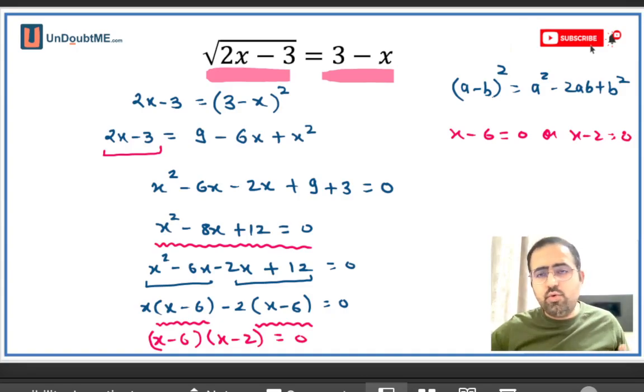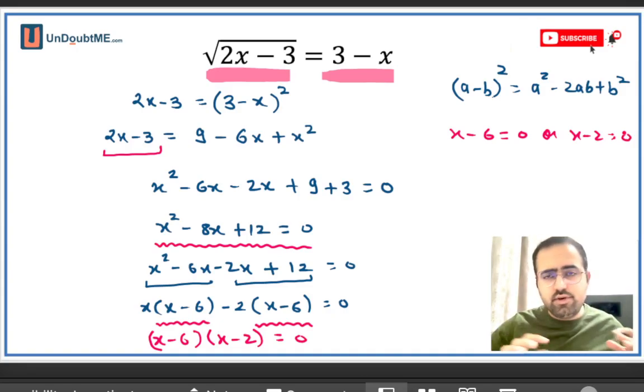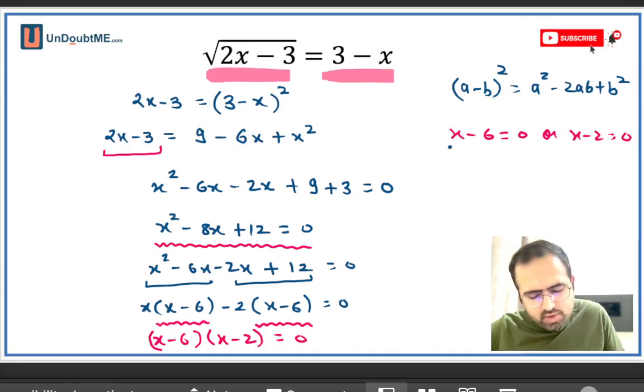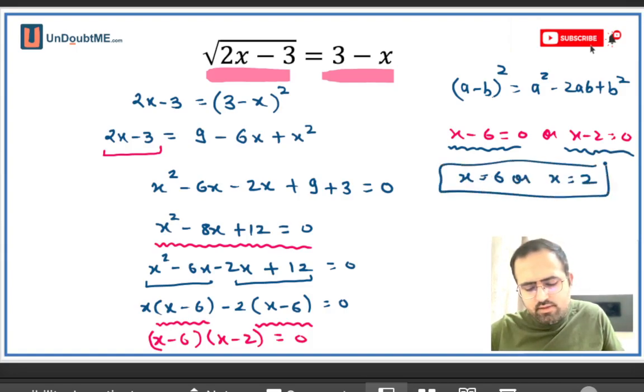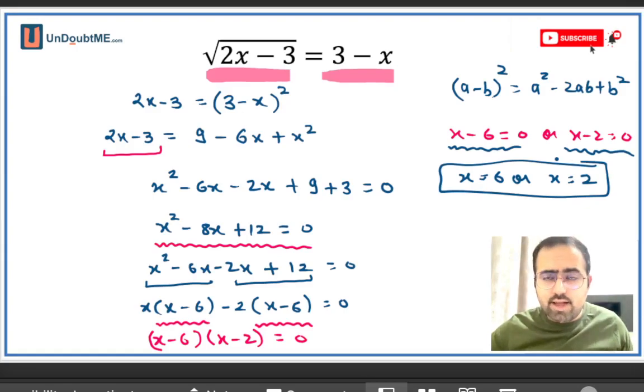That is the product of two numbers. If it is 0, then either the first one will be 0 or the other one is 0. So from here I will get the value of x as 6 or x is equal to 2. So these are the answers. This is solved exactly in the same manner as we solve a quadratic, but if you remember, we started from an equation which was not a quadratic. So this is what we wanted to learn in this video.